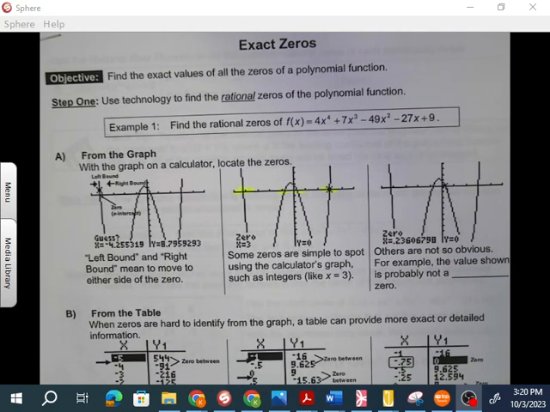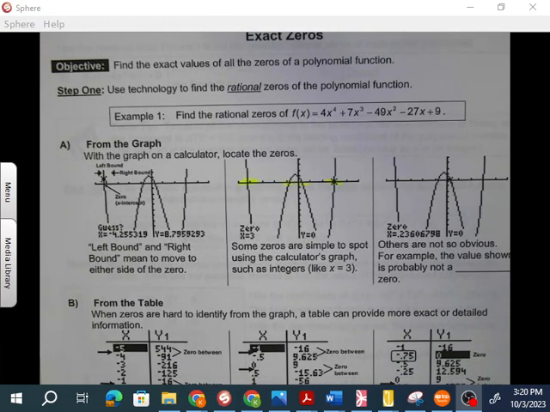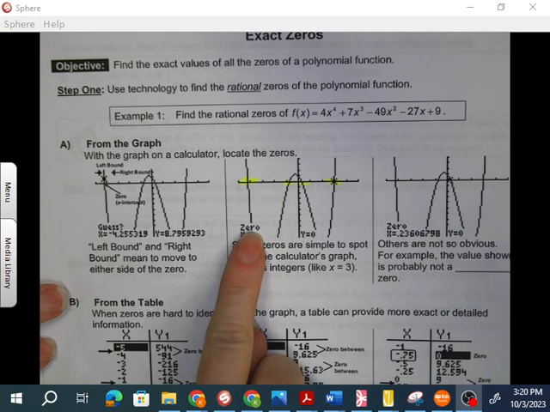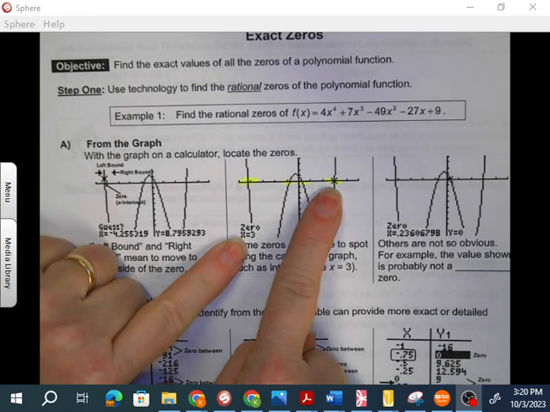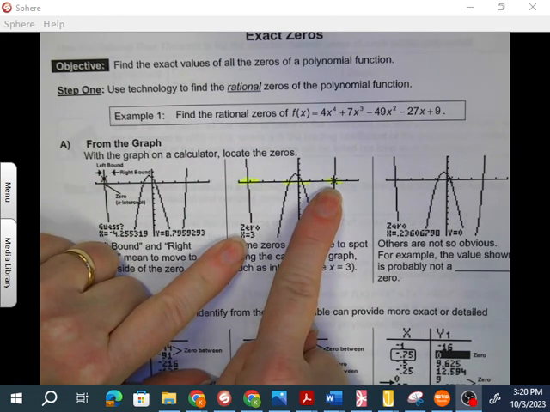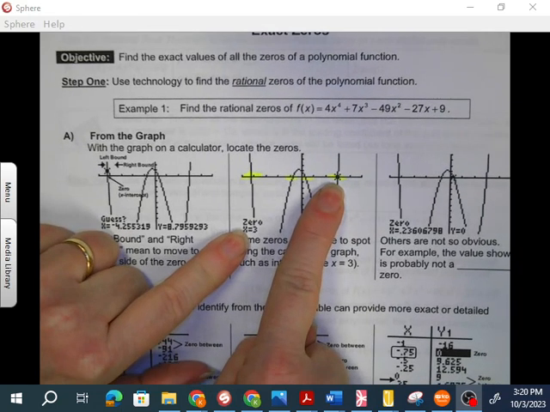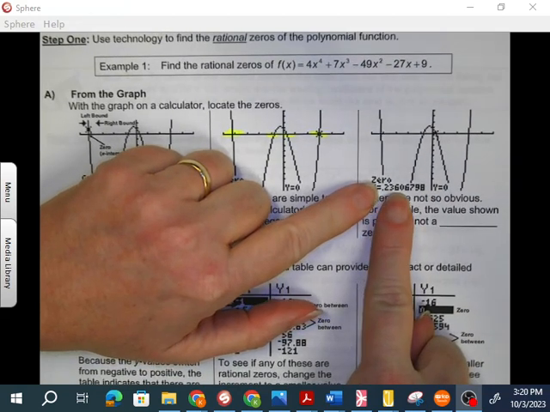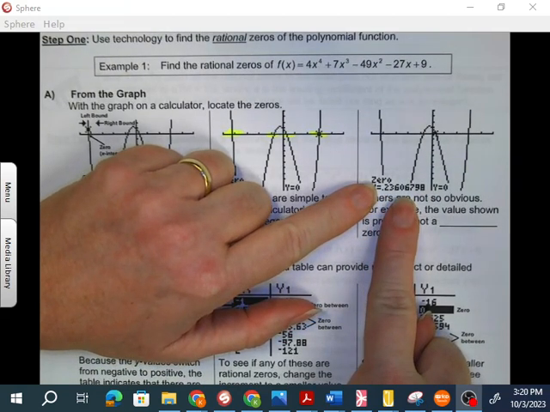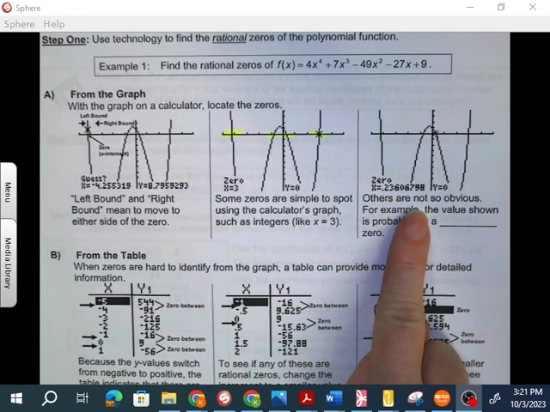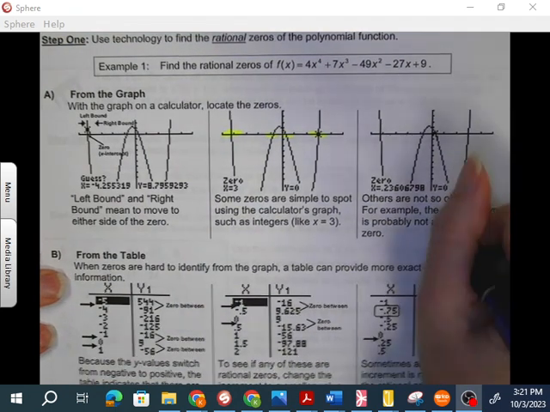Here is the problem with those 4 zeros, though. If you do a second trace to find those 4 zeros, this one comes out really nice. X equals 3. That's a rational zero. Rational means a nice number that can be written as a fraction, a nice fraction. But when I go to find this zero, look at what I get. 0.236066798. That is not a nice rational zero. It is not exact. We want to find the exact zeros. This one is not a rational zero.